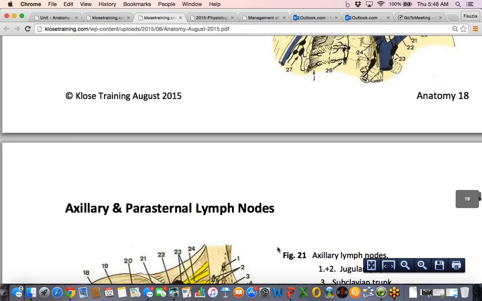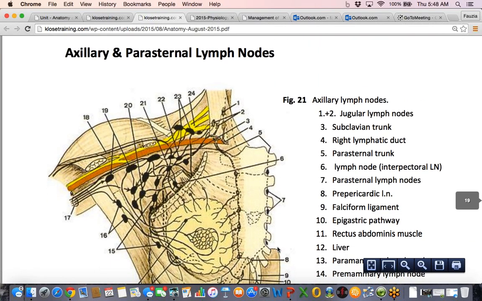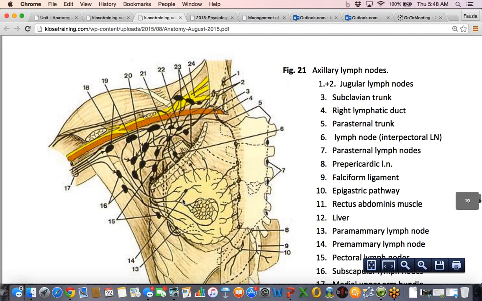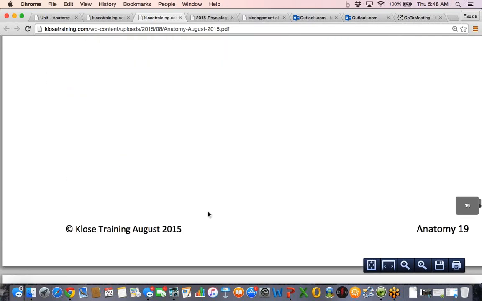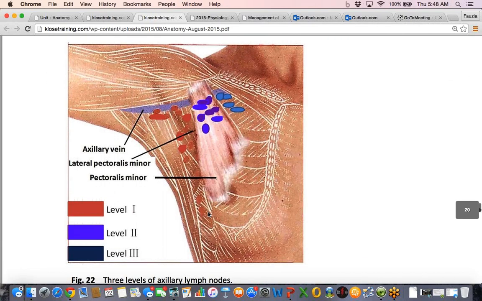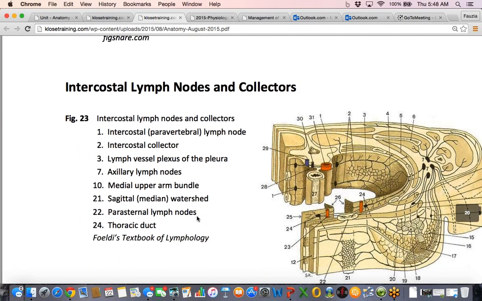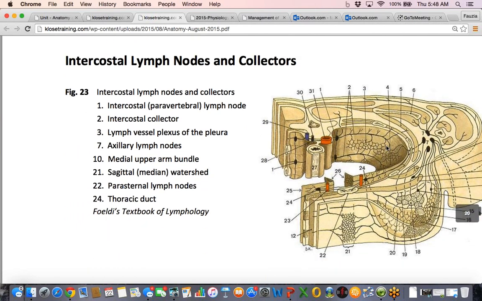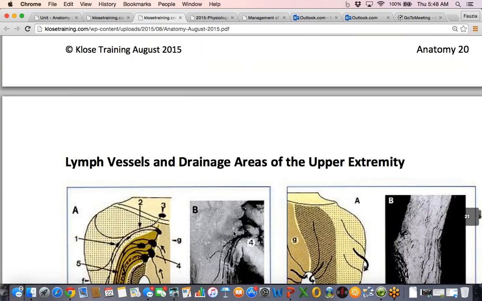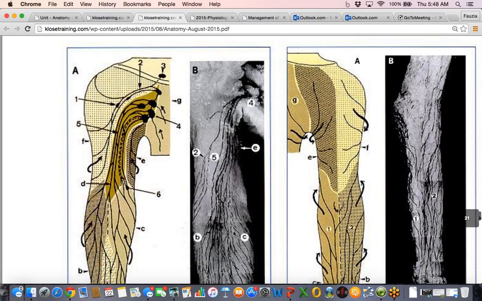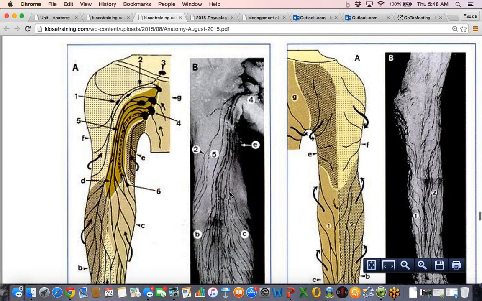Then there's a deeper system. We've got our axillary and parasternal lymph nodes, which can be in three different layers. You can have the superficial ones, then the pectoral ones, and finally the deeper axillary lymph nodes. We have lymph nodes even in our chest wall, the intercostal lymph nodes. And this is a diagram that, again, on X-ray, shows how these lymph vessels are moving in different directions at the watershed area.